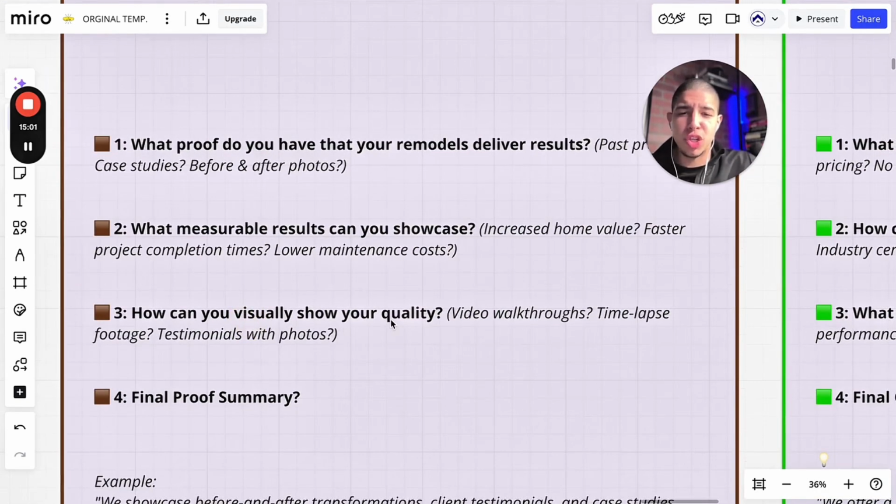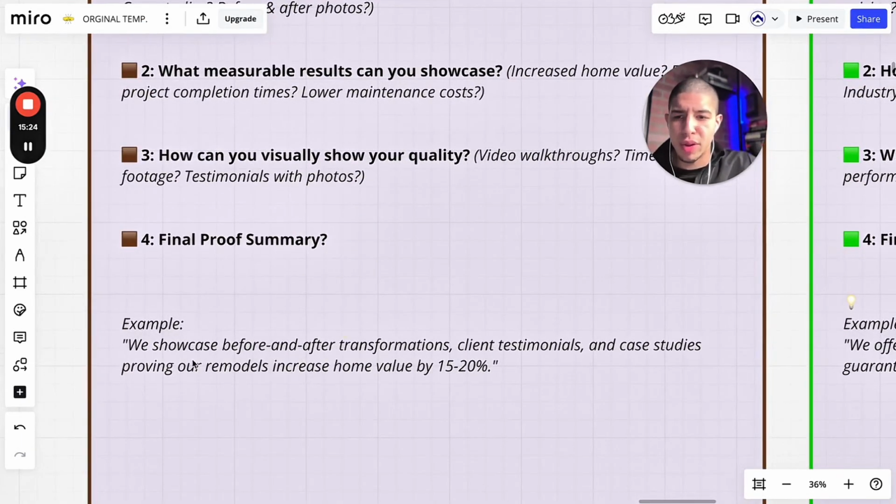How can you visually show your quality? Video walkthroughs, time-lapse footage, testimonials with photos. One thing I didn't even add here, 3D renderings. Even if you're just doing painting, show the client, like grab a kid who's good at Photoshop and be like, yo, take this house and make it look brand new in this color. Show it to your client. They're going to be like, whoa, that's what my house could look like? The power of visualization. Final proof summary. We showcase before and after transformations, client testimonials, and case studies proving our remodels increased home value by 15 to 20%. This stuff makes me so hyped because this is so valuable.